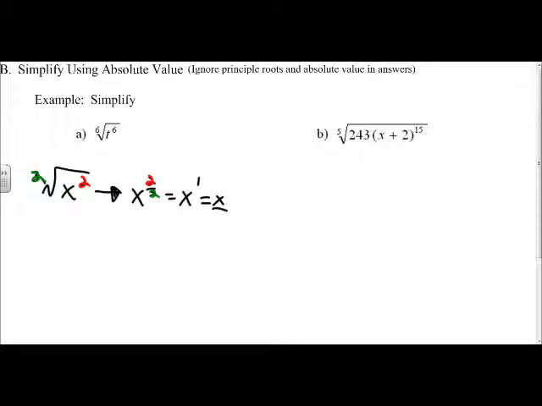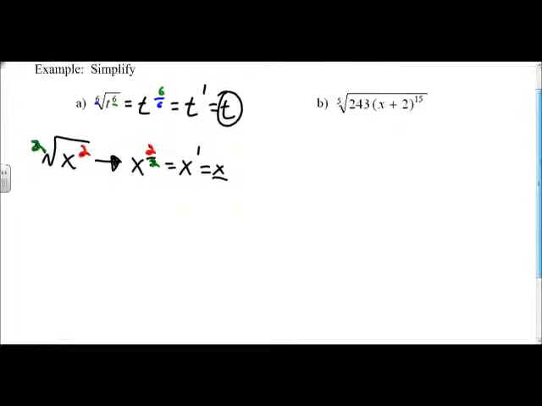So the square root of x squared is just x. Similarly, looking at example A, the sixth root of t to the 6, we could rewrite as t to the power of 6 over 6, with this 6 going on top and this 6 on bottom, which is the same as t to the 1, which is just t. So that would be our first example.